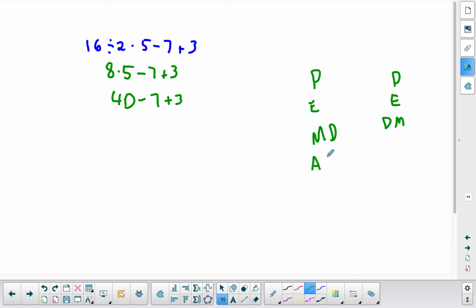And addition and subtraction are also inverses like multiplication and division. So really, I could have subtraction come first if it's on the left first. And in this instance, it is. So we get 33 plus 3 is 36.